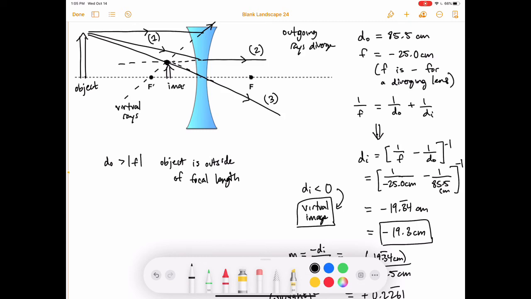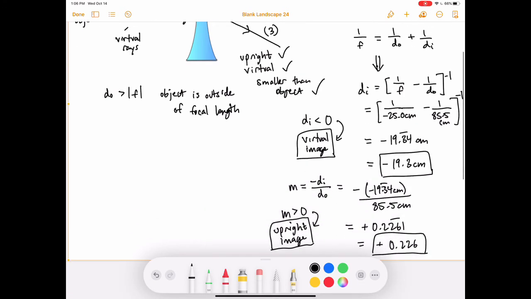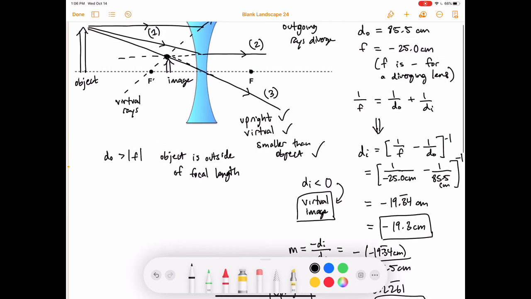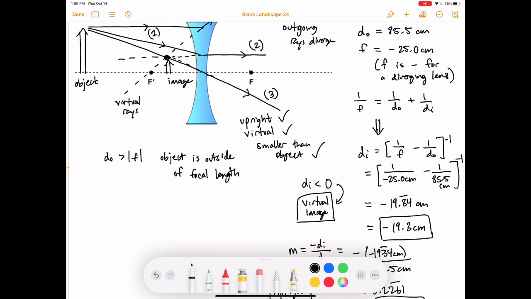So the image is upright, and it's virtual. And it's smaller than the object. So that perfectly agrees with what we found. We found a negative image distance, which indicates it's virtual. Found a positive magnification, which indicates it's upright, but the magnification was like 0.2, so it's a much smaller image than the object. And that's exactly what our ray diagram is telling us.